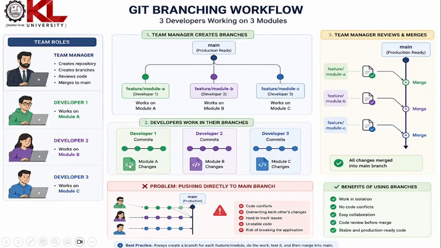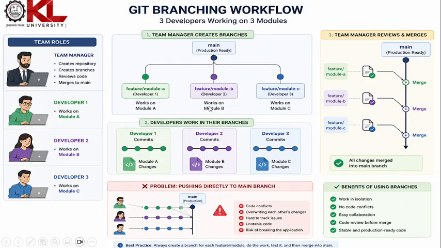Each developer will work independently on their assigned branch only. The team leader creates the separate branches and allocates these branches to the developers. Each developer commits their changes after completing the task, and pushes the changes into their own branch. Developer 1 pushes the changes into module A, developer 2 pushes the changes into module B, and developer 3 pushes the changes into module C.